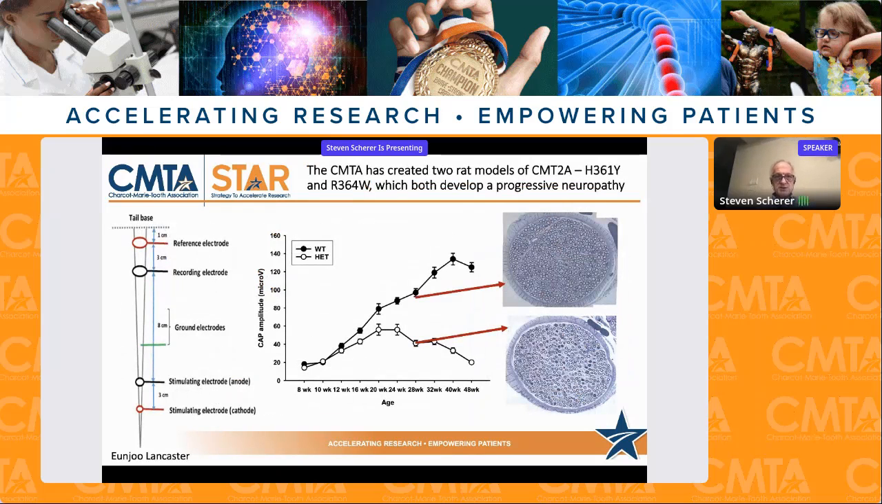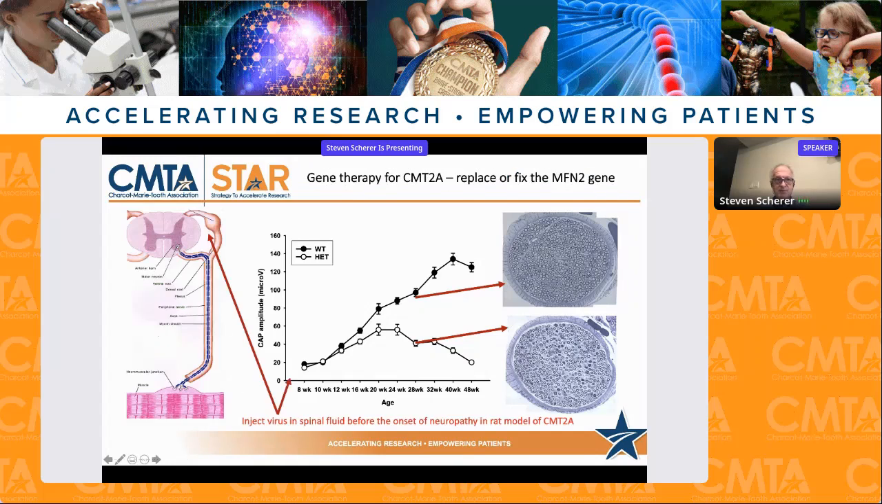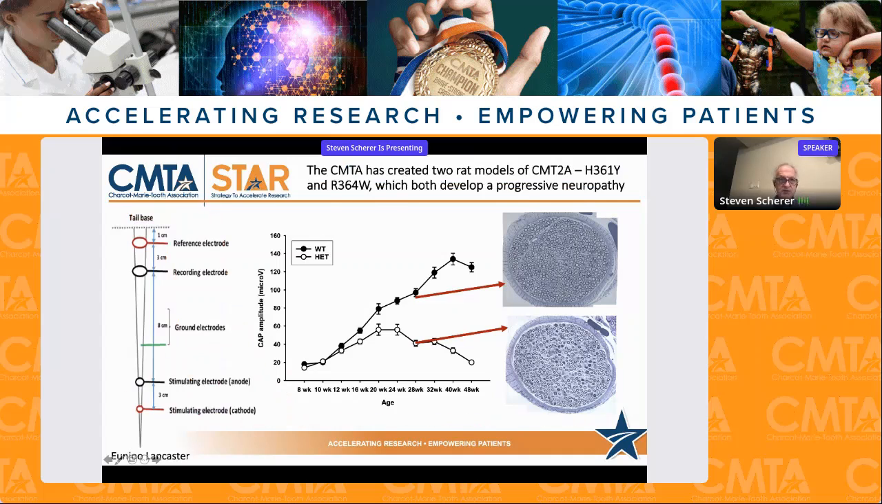So I want to mention this wonderful rat model that the CMT2A developed. They've actually made two, and I'm only going to show you one of them here. Basically, it develops a neuropathy, which is amazing because not all animal models do develop neuropathy. And the way I'm going to give you an idea of how this works is you can measure the nerve conductions in the tail of a rat.